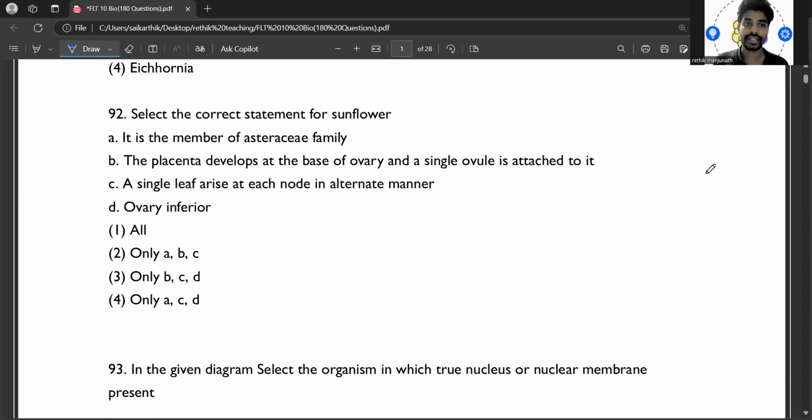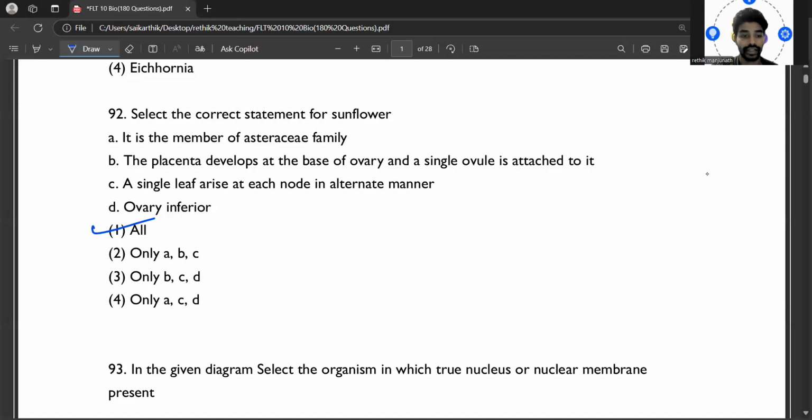So the next question is, select the correct statement for sunflower. So what would be the correct statement here? All of them will be correct, because it is a member of the Asteraceae family, and the placenta developed at the base of the ovary, and a single ovule attached to it is also correct. A single leaf arises at each node. Then alternate arrangement is also correct. The ovary being inferior is also correct. So 92 will be first.